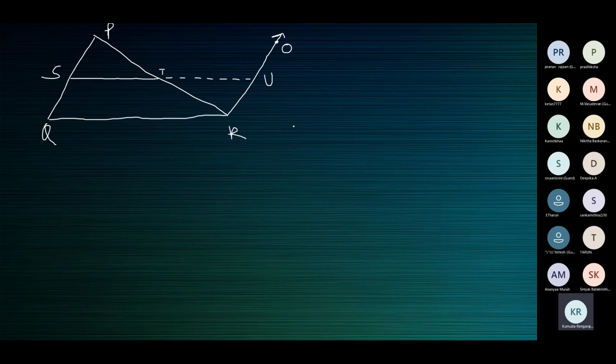What is the construction? Ma'am, through R, draw RO parallel to PQ. Produce ST to meet RO at U. Through R, draw RO parallel to PQ. Then ST produced meets RO at U.